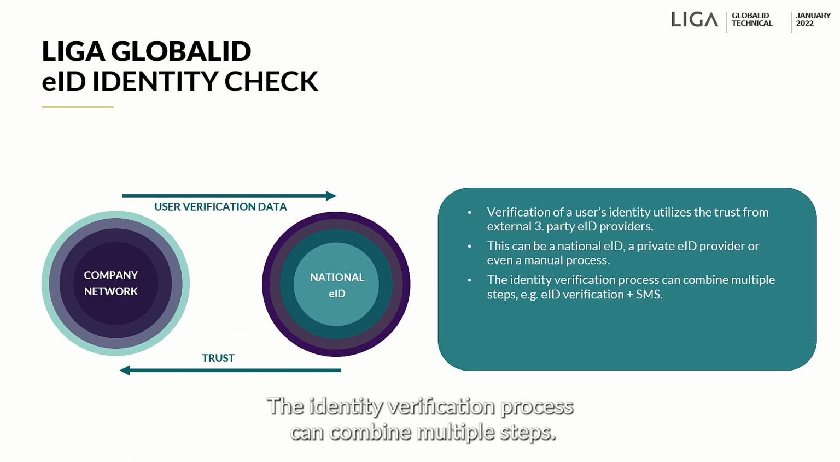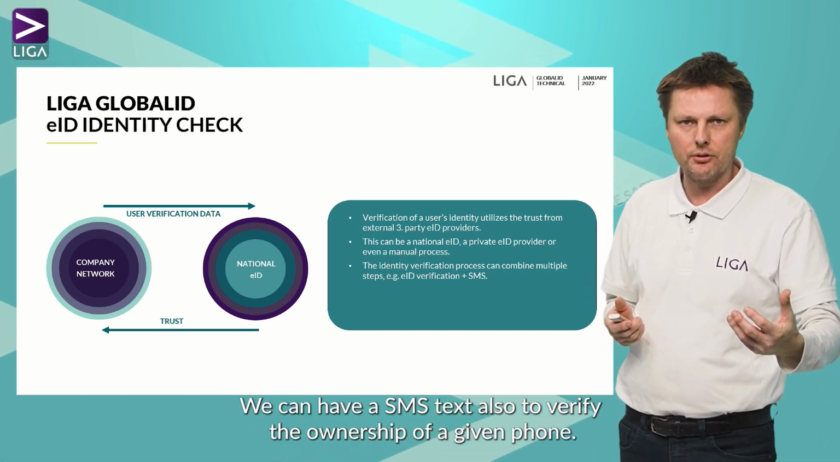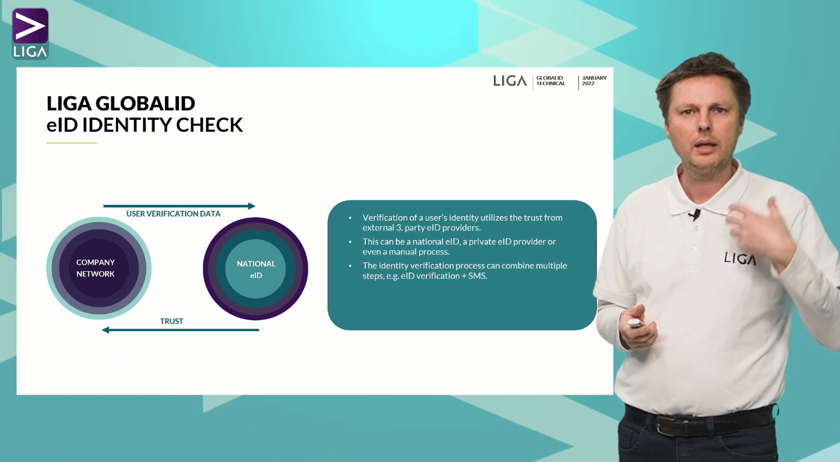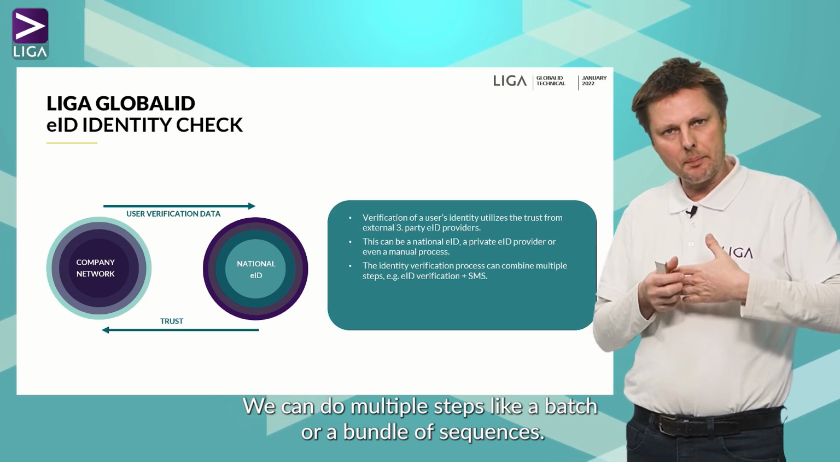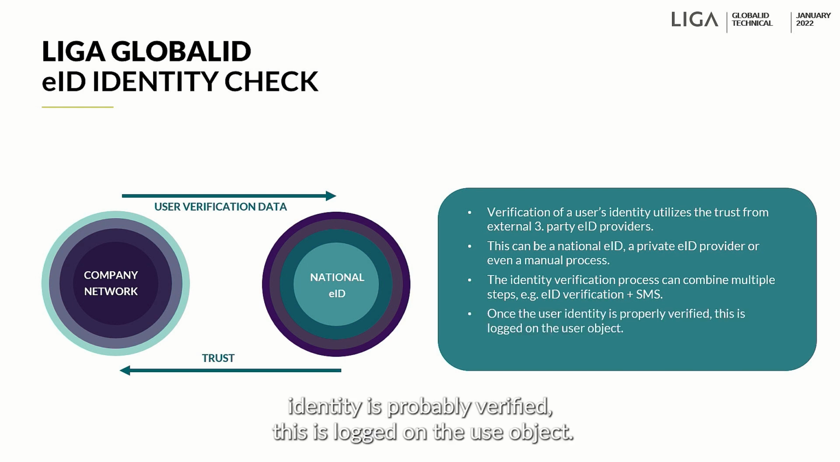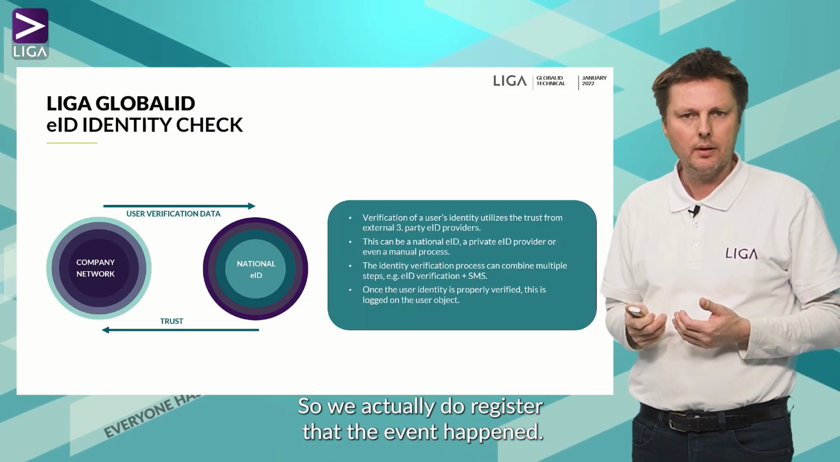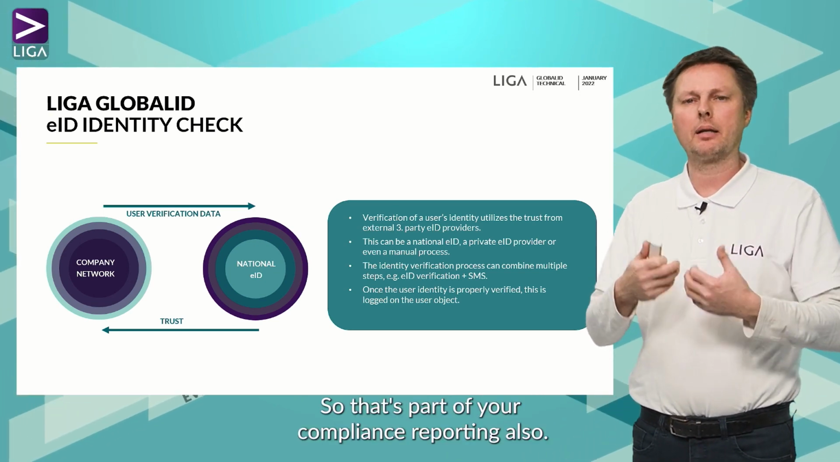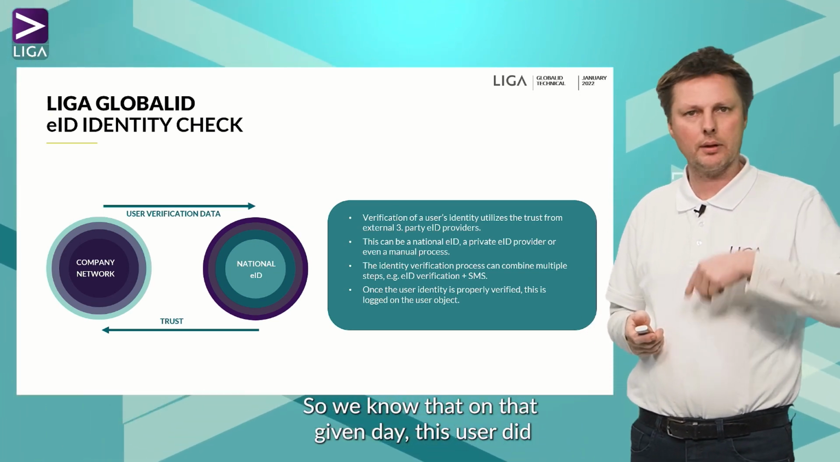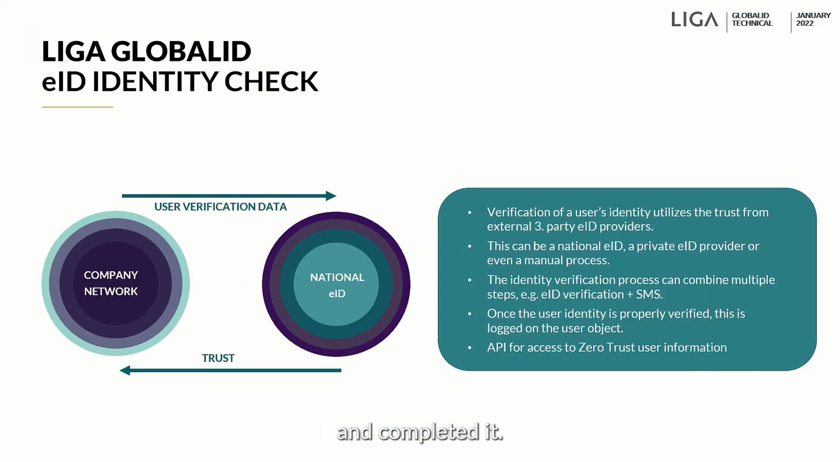The identity verification process can combine multiple steps. So what we can do is have eID verification, and we can have an SMS text also to verify the ownership of a given phone. We can do multiple steps like a batch or a bundle of sequences. That's a function. Also, once the user identity is properly verified, this is logged on the user object. So we actually do register that the event happened. That's a part of your compliance reporting also. So we know that on that given date, this user did the process that we asked and completed.